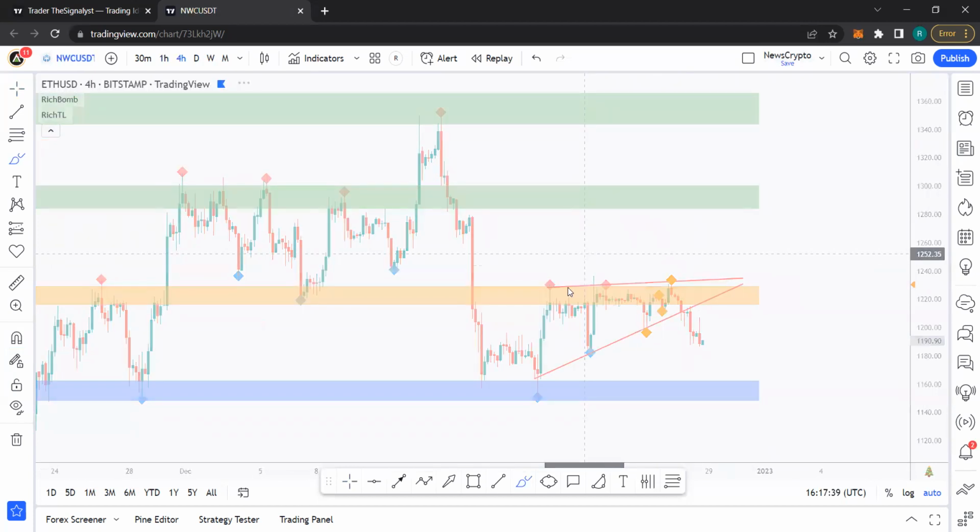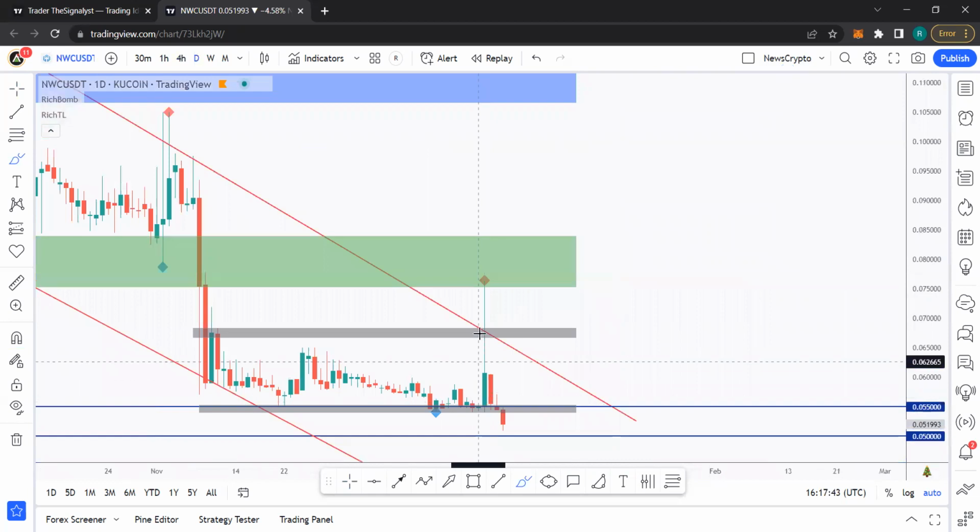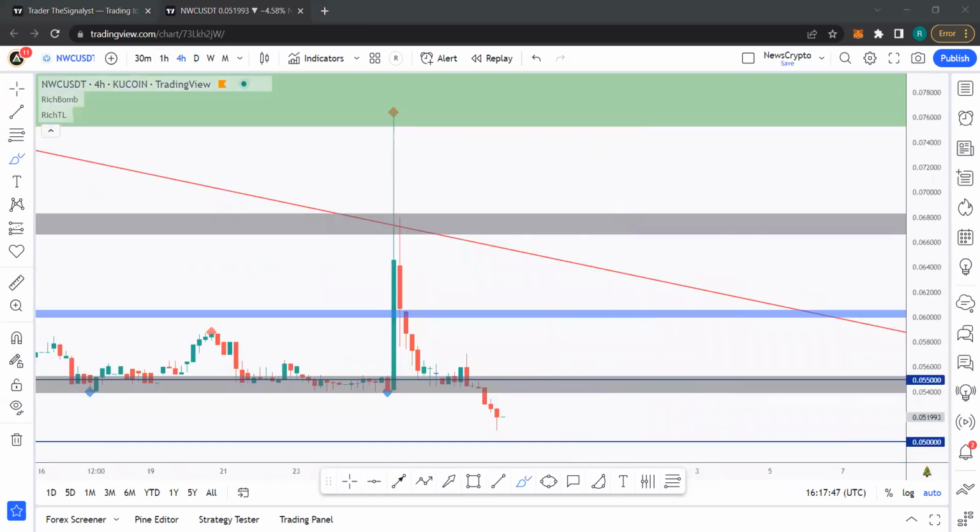That's it. Let's move forward to NWC. So last week we had an aggressive movement upward, rejected this resistance, and we traded lower.